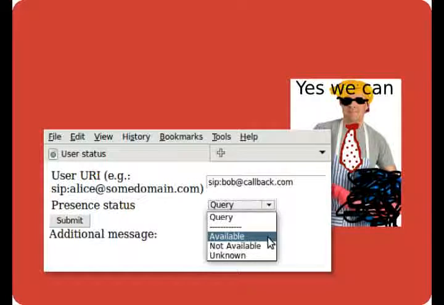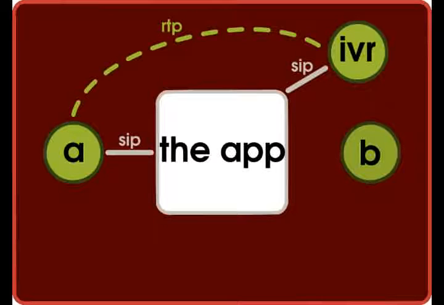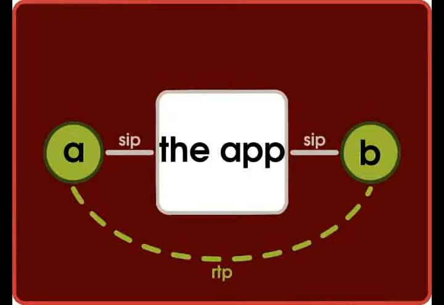At the very moment Bob makes that change, the application will establish a call with Alice, play an announcement to her, "Alice, we're going to connect you with Bob now, please stay in line," and then establish another call with Bob, and finally bridge the two calls, resulting in Alice and Bob talking to each other.